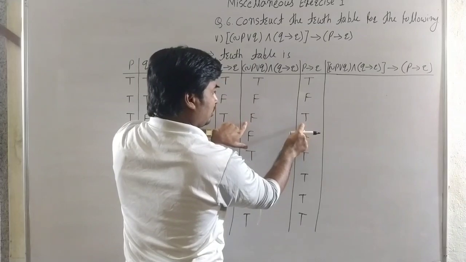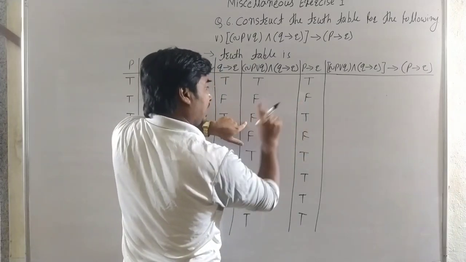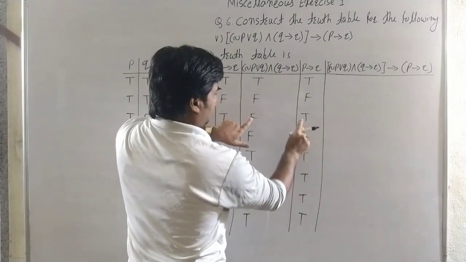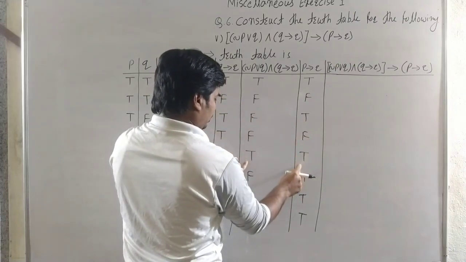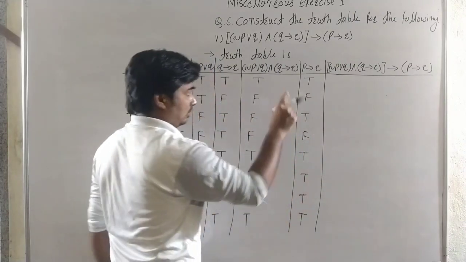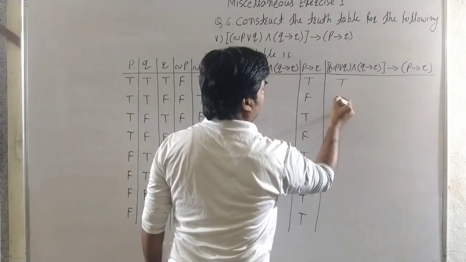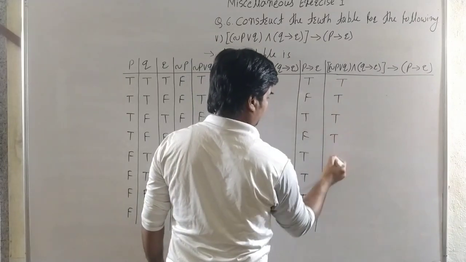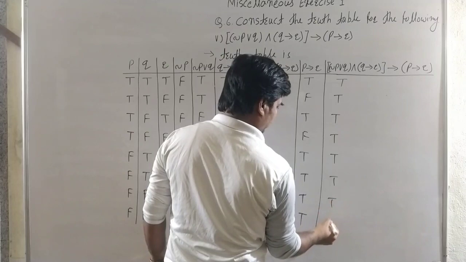Okay, first false, second true. In implication, if the first is true and the second is false, then it is false. Okay, it is true, true, true, true, true and true. All of them are true. True, true, true, true, true, true, true and it is true.